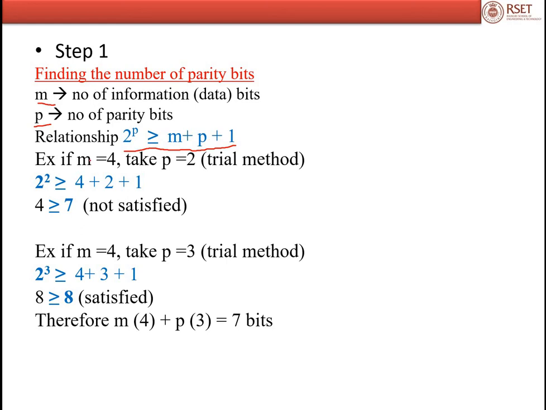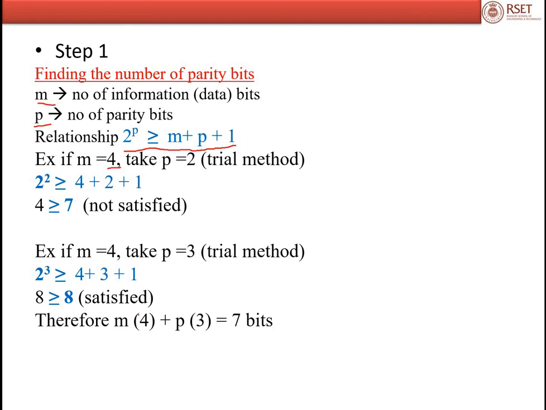For example, if we take the number of information bits, m, as 4, just take p, the number of parity bits, as 2. If you substitute this m and p in this equation, we get 4 is greater than or equal to 7, which is not satisfied. So we have to take the number of parity bits as 3 and substitute that in the equation. So we will get 8 greater than or equal to 8, which means the equation is satisfied.